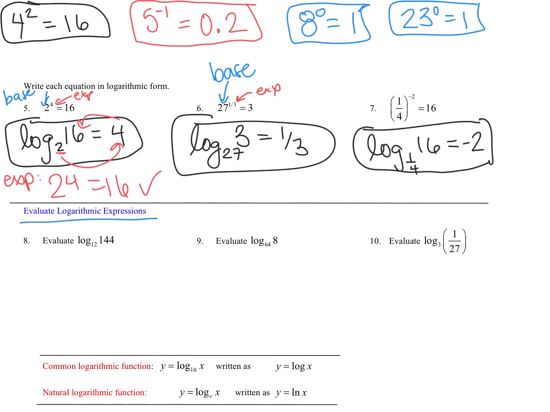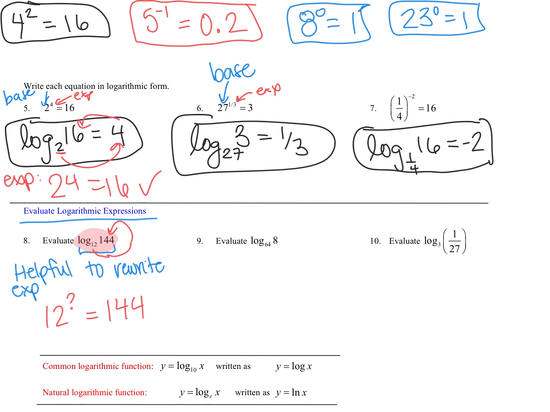And so when it says evaluate the log of 144 base 12, it is helpful to rewrite it as an exponent. All right, so this would be 12 raised to some power is equal to 144. That's basically what this is saying, is that 12 raised to some power is equal to 144. And we have to figure out what that power is, right?